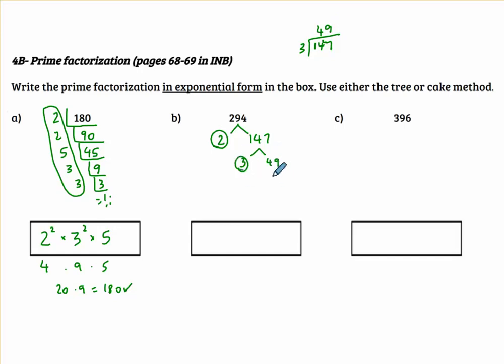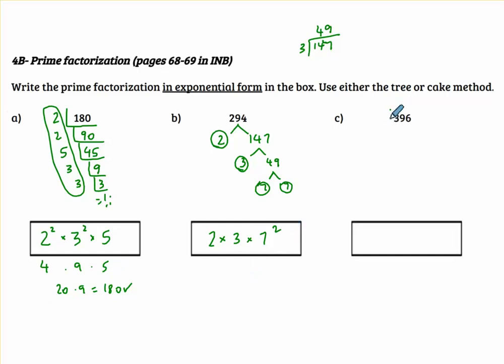3 is prime, and 49 is that perfect square of 7 times 7. And so my factor tree gives me a prime factorization of 2 times 3 times 7 to the second power. And you could do the same kind of check that we did on the first one.